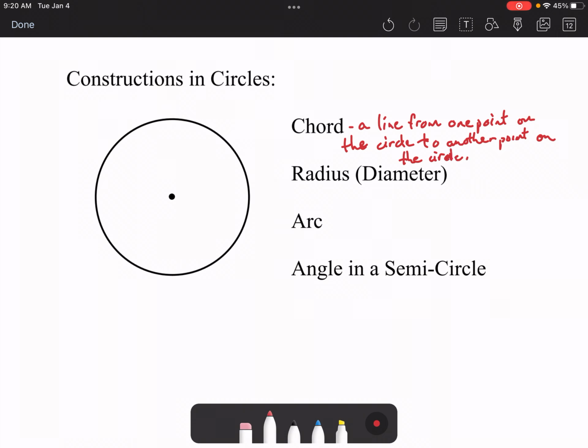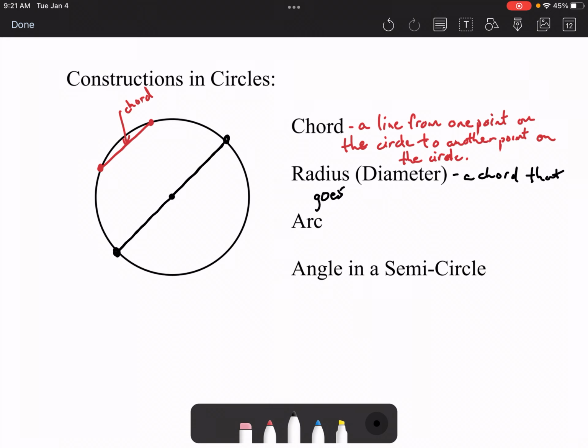So, for instance, I'm going to draw a point right here, and a point right here. This line that I'm drawing right here is called a chord. Now you could draw your chord so that it goes right through the center of the circle. This item is called the diameter. Which also gives you your radius, which is just half the distance.